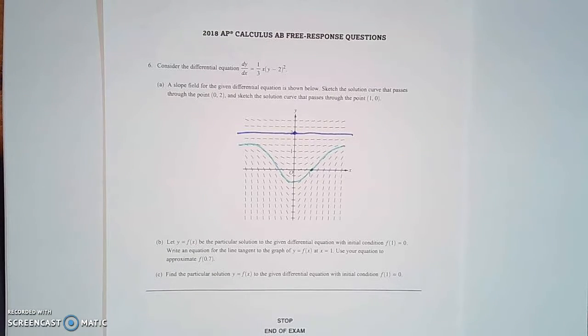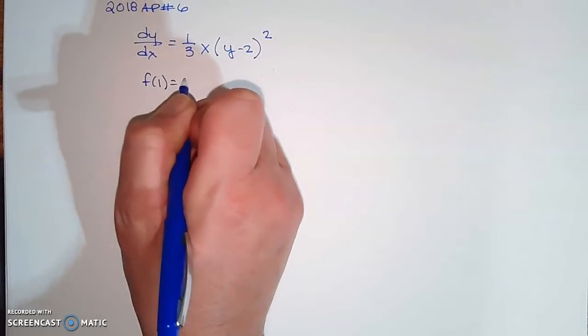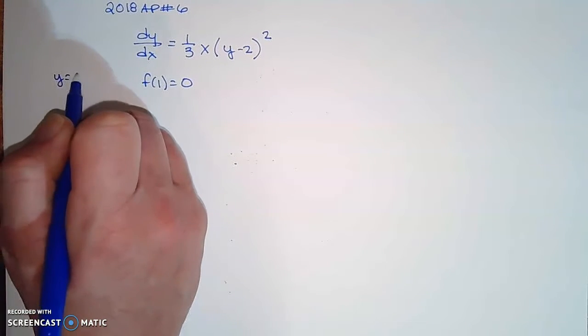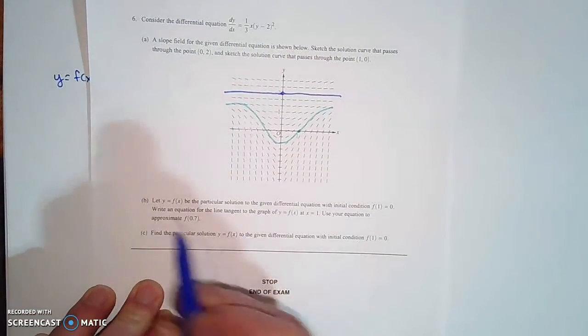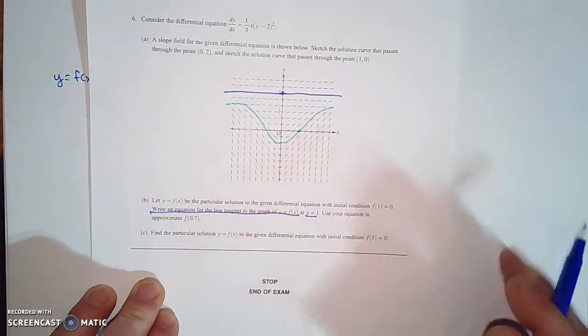The second part says, let y equals f of x be the particular solution to the differential equation with the initial condition f of 1 equals 0. You should have your packet out for this problem. I'll give you a couple seconds to get the packet. So they're saying y equals f of x is a solution to the equation, and the initial condition is f of 1 equals 0. So I'm assuming they want me to solve this differential equation. Here was the trick on this problem. It says write an equation for the tangent line to the graph of y equals f of x at x equals 1.